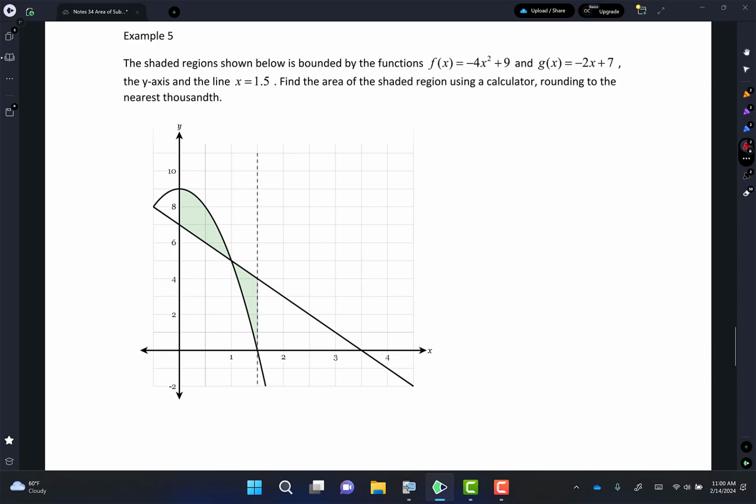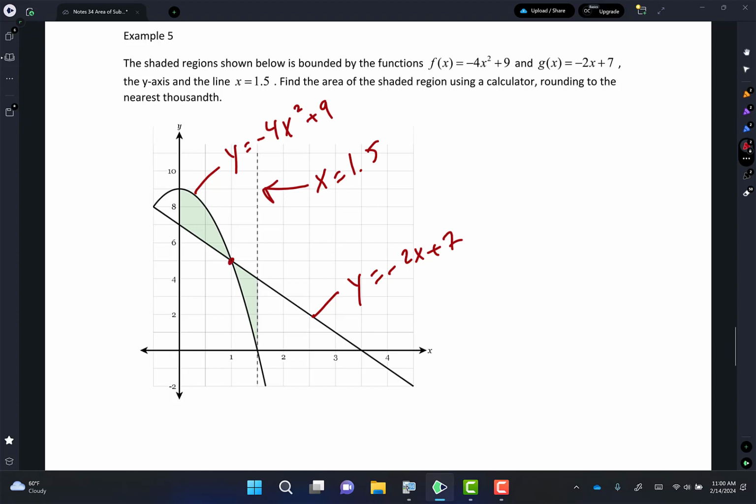The shaded region shown below is bounded by the functions -4x squared plus 9. So this is y equals -4x squared plus 9. And the line -2x plus 7. Y equals -2x plus 7. And the y-axis and the line x equals 1.5. This dotted line is x equals 1.5. Find the area of the shaded region using a calculator, rounded to the nearest thousandth. Okay. You guys ready?